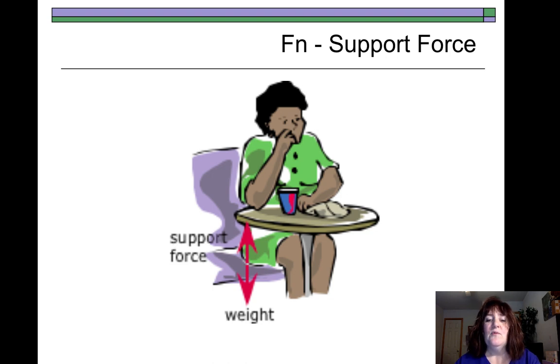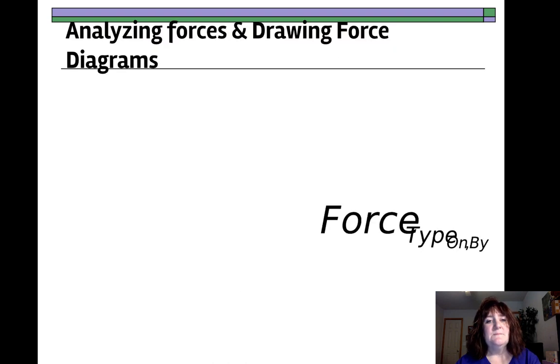And then you have the normal or support force. This is the normal force. It's the force that's always with you or any object on a surface. It is normal to put your books on the table and have them stay there. So let's look at analyzing and drawing force diagrams.